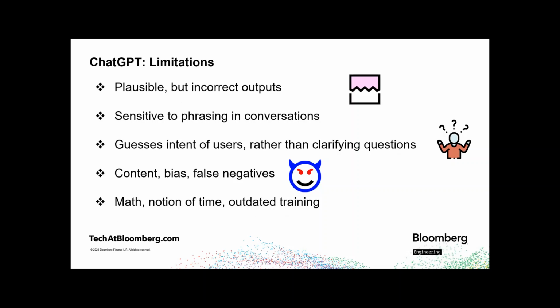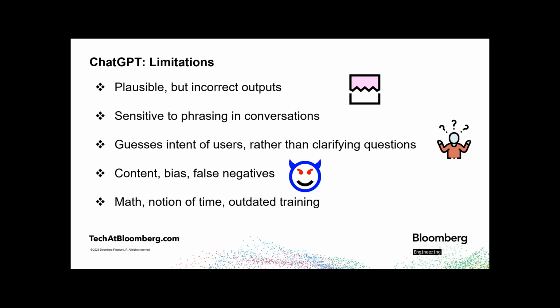This goes on to sensitive to phrasing conversations. You could say the same thing and get two different outputs. This is just because of the stochastic nature of how large language models operate. There's some randomness in those outputs. Another problem, ChatGPT can guess the intent of the user instead of clarifying what the intention is. This goes back to programming by example. Remember when we used active learning to disambiguate programs that are the same? ChatGPT doesn't do that. If it did, that could be a lot better.